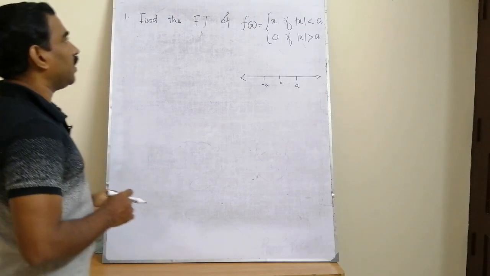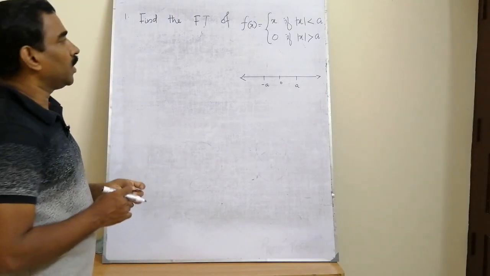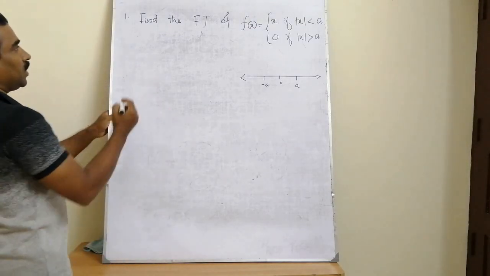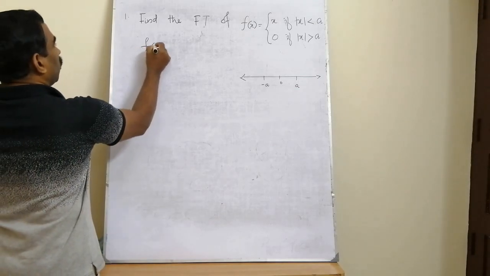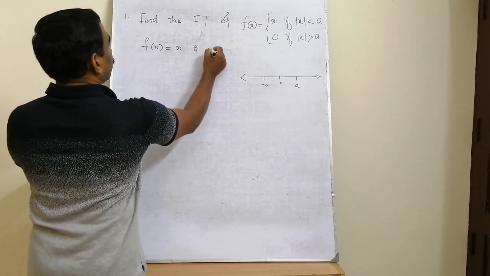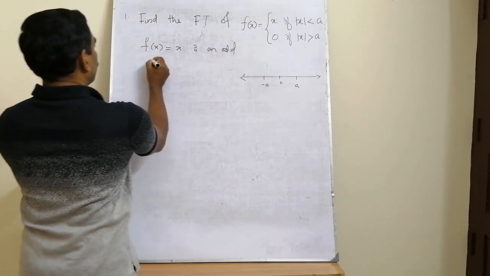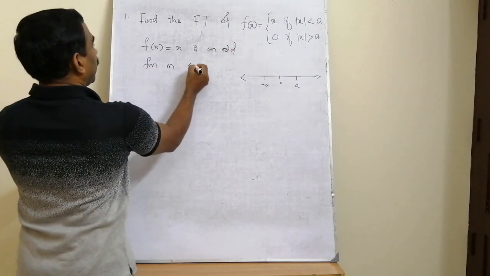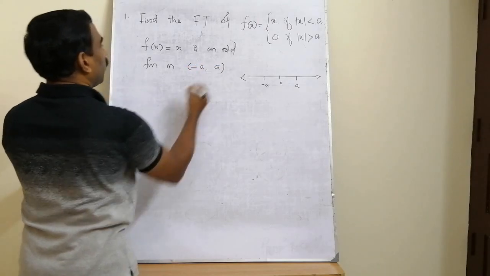And what is the nature of the function f(x) equal to x in mod x less than a? Clearly this function is an odd function. That is, f(x) equal to x is an odd function in the range minus a to plus a.